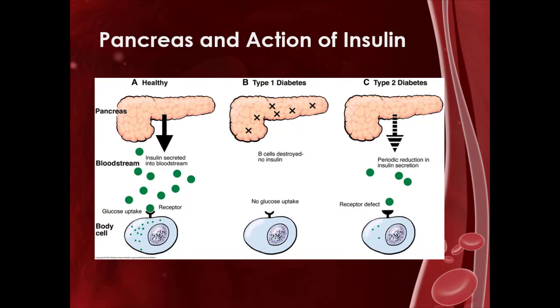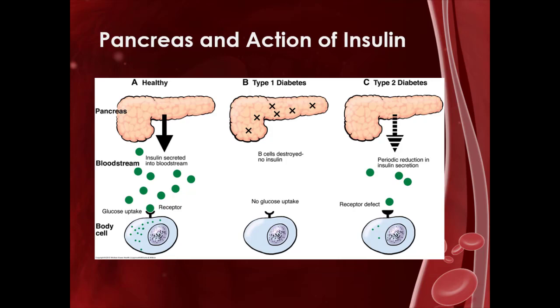Now let's take a look at the pancreas and action of insulin. So insulin is released by the beta cells in the islets of Langerhans in response to food. So its role is to lower glucose levels in the bloodstream and promote the storage of glucose in fat, muscle, liver, and other body tissues. So we can see in the healthy pancreas here that insulin has been secreted into the bloodstream and it's going to attach to the glucose. And then the receptor on the cell then can allow the glucose into the cell for energy.